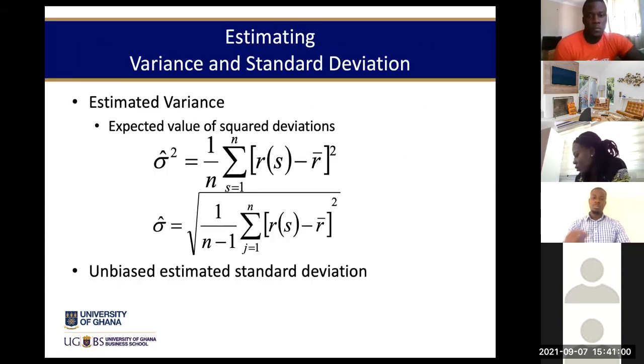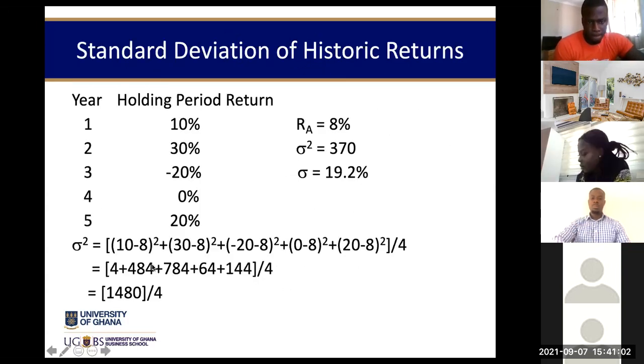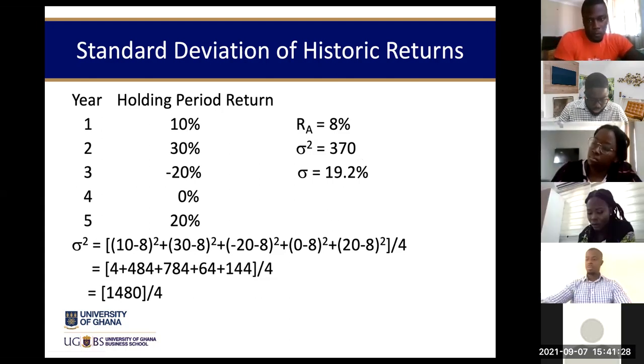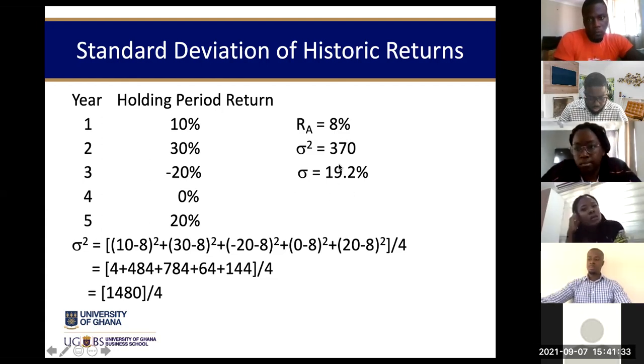It's the same thing with the historic example. Let me take you back. What do you have? We added the square deviations. Here, because it's historic, we divided by n. What's 1480 over 4? 370. And that's your variance. And now take the square root of 370. 19.2. Okay, that will be your standard deviation. So you add the square deviations first to get the variance.